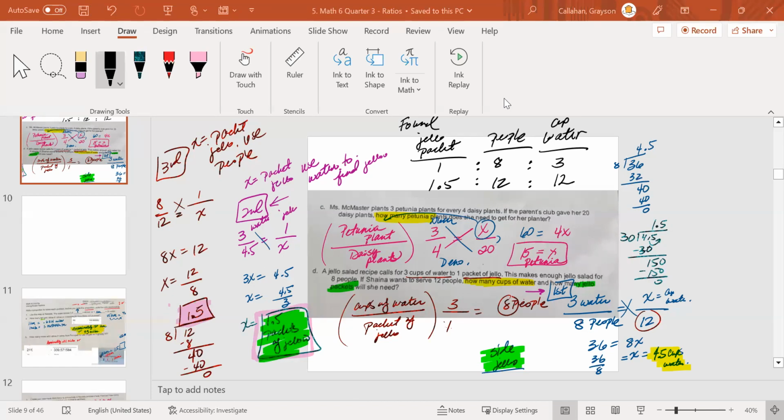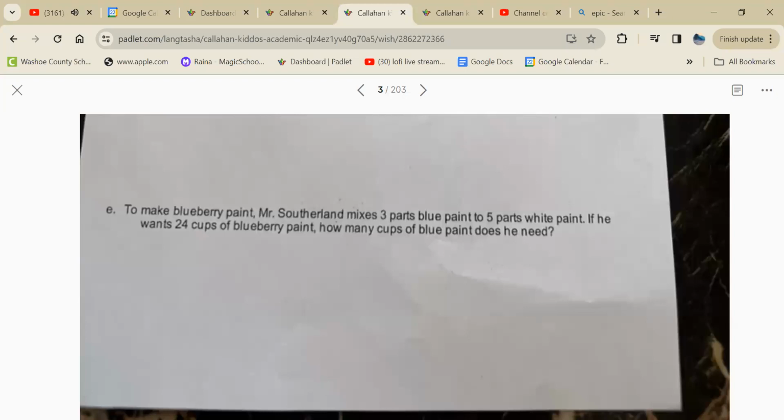So we have E left, right? Okay, let's just finish E and then we're done.